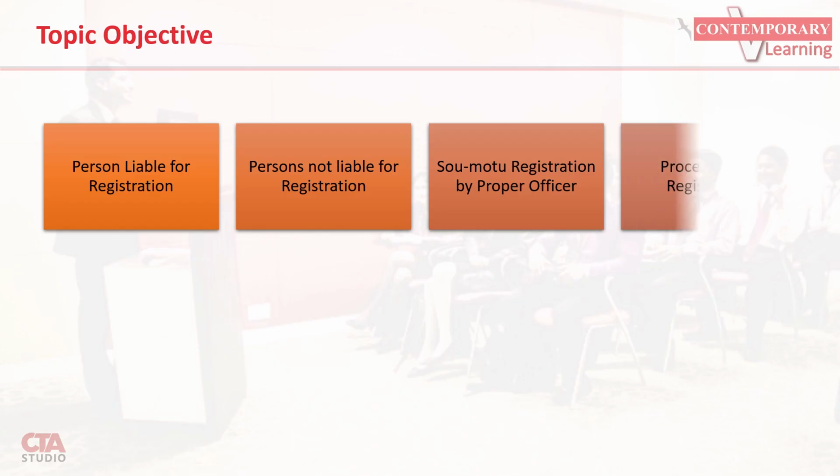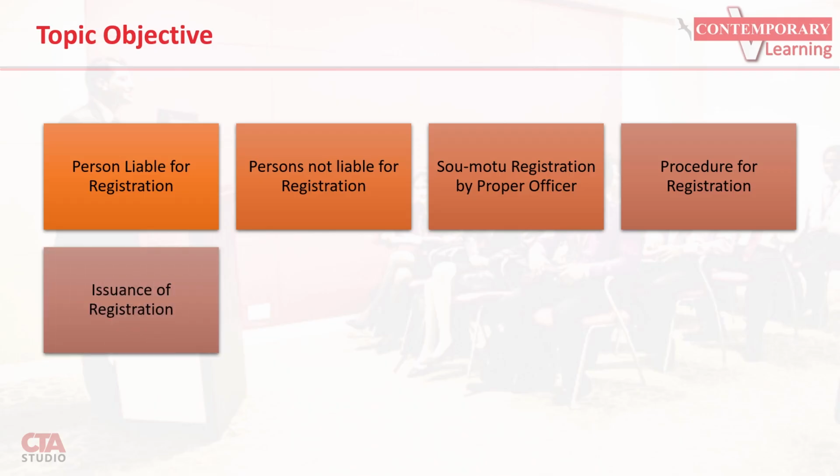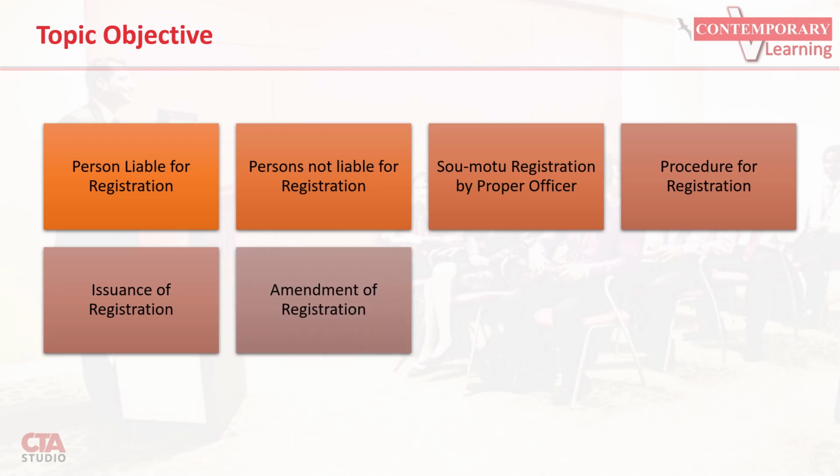Fourth, we'll walk through the procedure for registration, the step-by-step process of how to actually get registered under GST. Fifth, we'll understand issuance of registration, what happens after you apply and how you receive your registration certificate. Sixth, we'll cover amendment of registration because business circumstances change and your registration details may need updates.